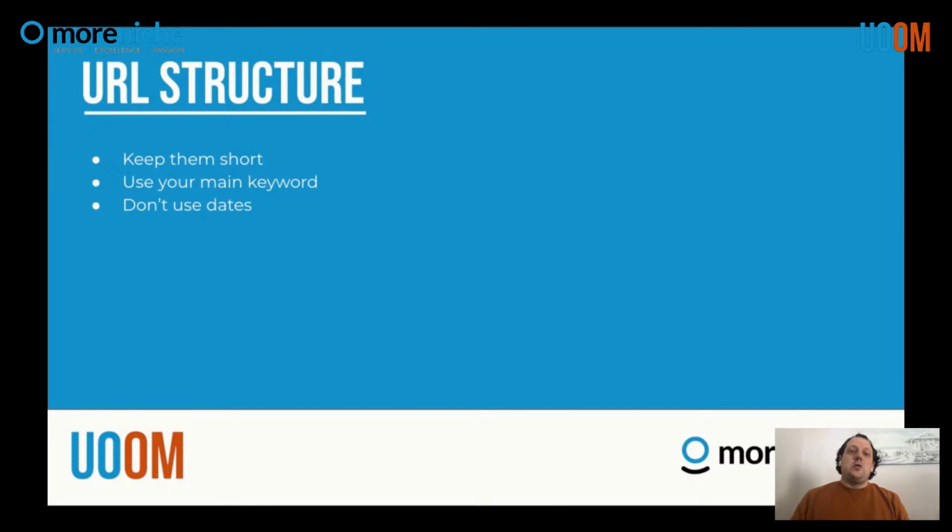If your page title is, let's say, best fat burner in 2021, you would not want your URL structure to be best-fat-burner-in-2021. That would just be too long. It probably wouldn't show fully in Google, they'll cut some of it off, and it just wouldn't look appealing. So you want to keep them as short as possible, have your main keyword in there.